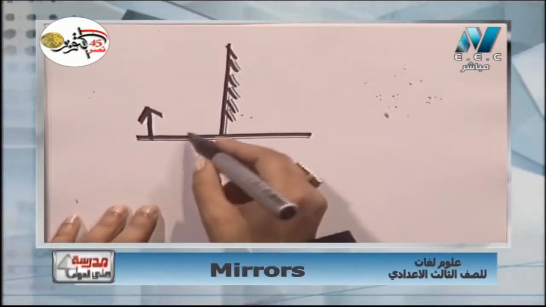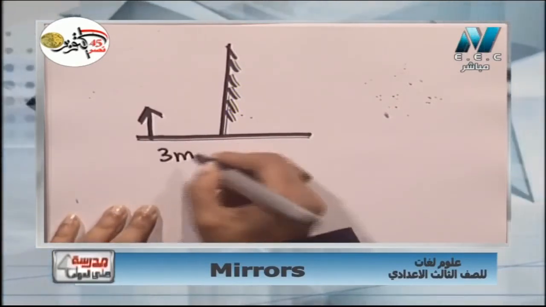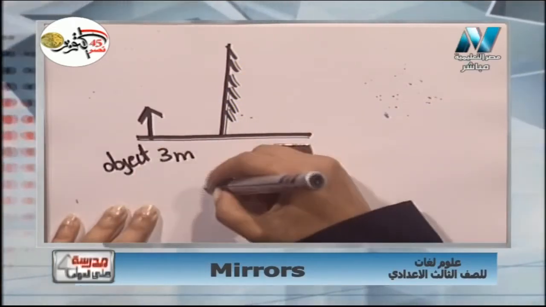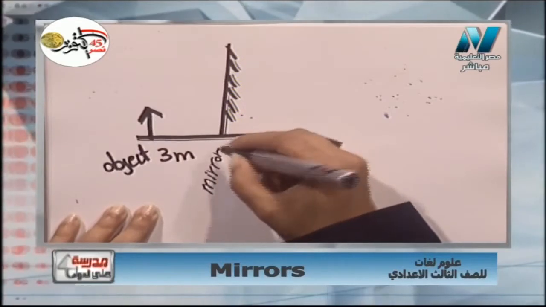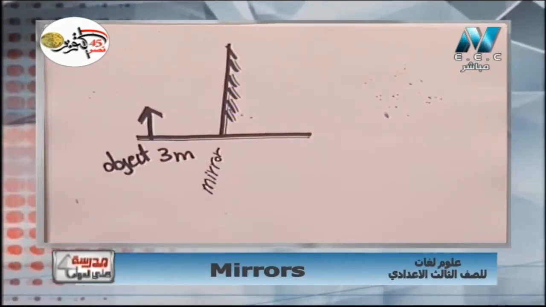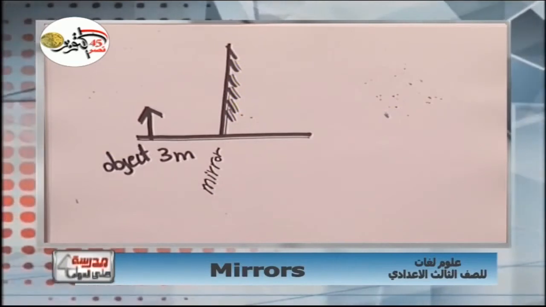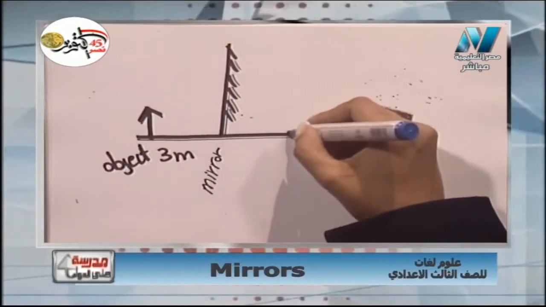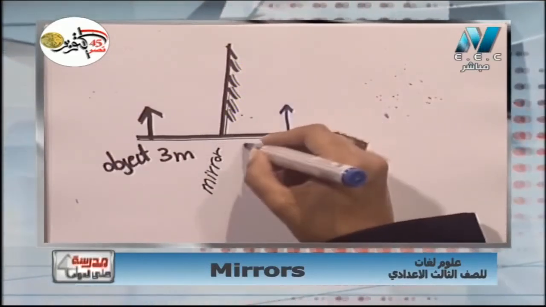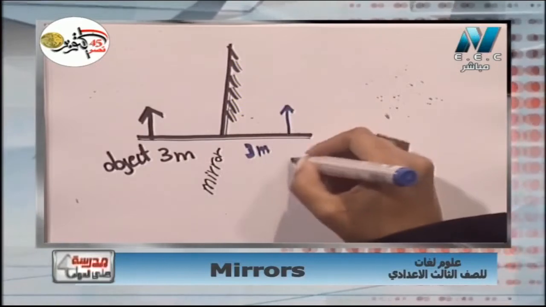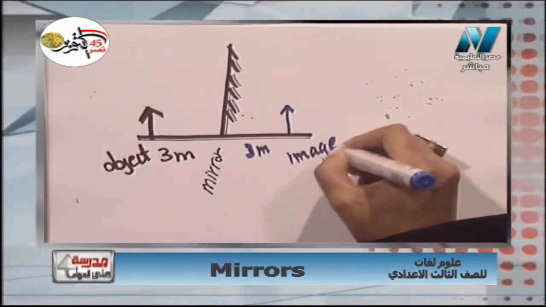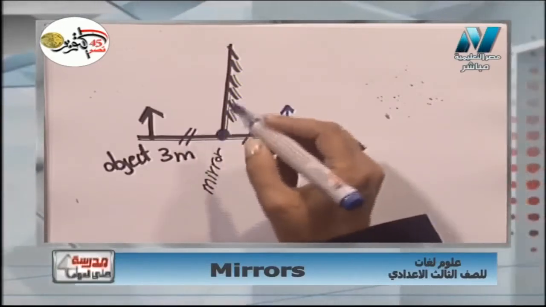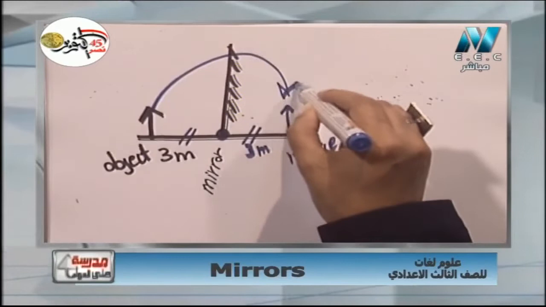Okay, the distance here is 3 meters. This is between the object and the mirror. Okay, so what's the image distance from the mirror? It must be similar, so it's also 3 meters away. This is the image. This distance equals this distance. This means that the mirror is at the midpoint between the object and the image.